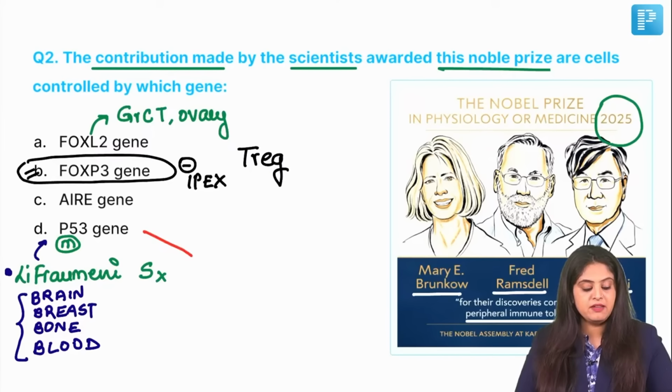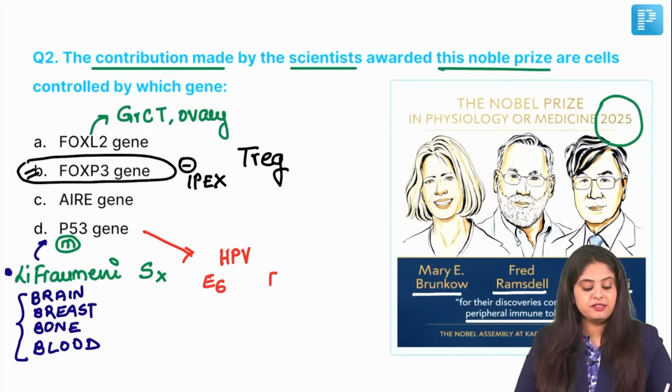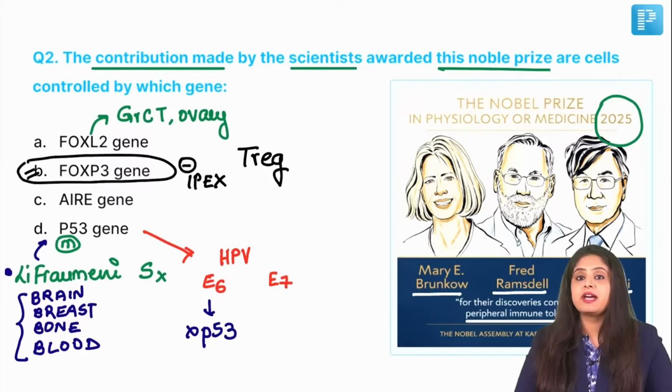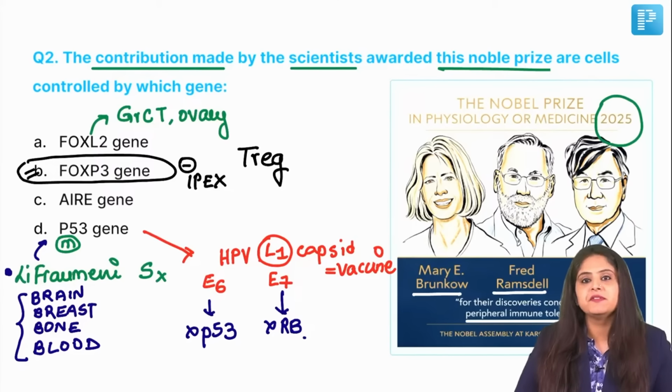One more question: any virus which can attack my P53? Because these days the vaccination drive for HPV will get you a question in gynae or in path. HPV has two proteins, E6 and E7. E6 is the one that will attack my policeman, P53. E7 will attack the RB gene. Now that they're telling you about the vaccine, which HPV protein is responsible for vaccine preparation? L1 capsid is responsible for making that vaccine. So expect something on HPV, and tomorrow you will get questions on HPV when we do virology.